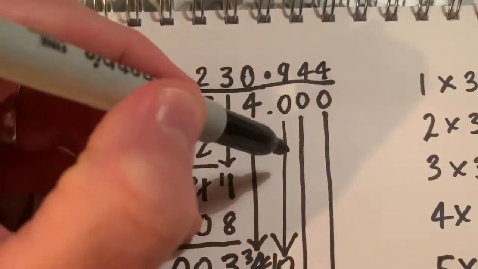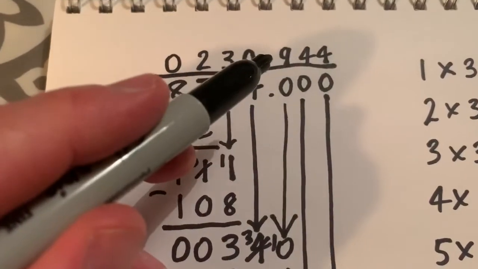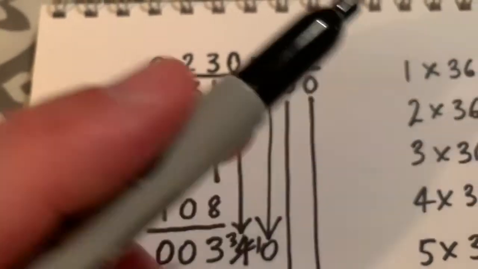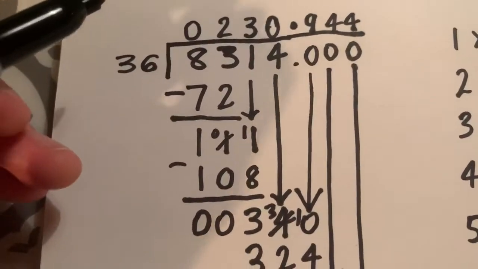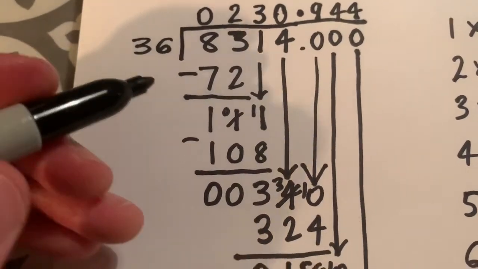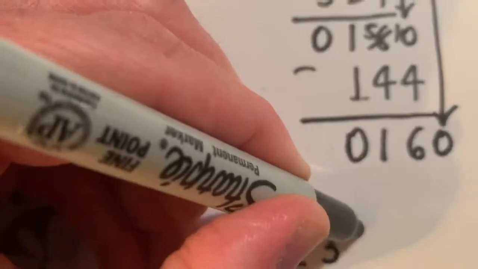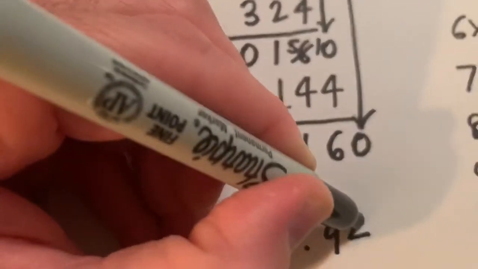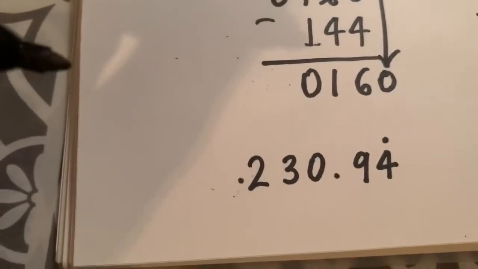In fact, if we were to repeat this, we'd find that that 4 is recurring. We'd end up with 230.944444 for as long as we choose to go on for. Therefore, the answer that we would record in our answer box would be 230.94 recurring. The dot on top of the 4 shows that the 4 is recurring.